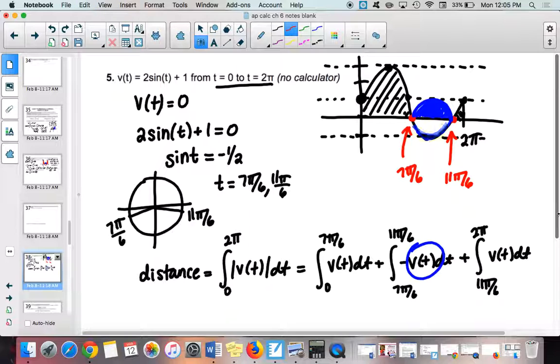Oh, okay, gotcha. All right, so, and you could do this by hand. How do you integrate, like, 2 sine of t plus 1? It would be 2 times negative cosine of t plus t, right? And then you would go from there. Okay, so let's get it with our calculator, and then let's do the displacement as well.